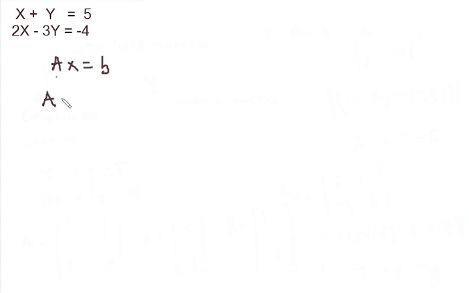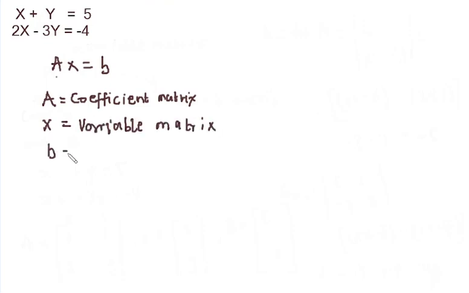Now, A is the coefficient matrix, X is the variable matrix, and B is the constant matrix. Don't worry about how all of these matrices come into play; I'll explain it to you. We need to represent the matrices in this form.